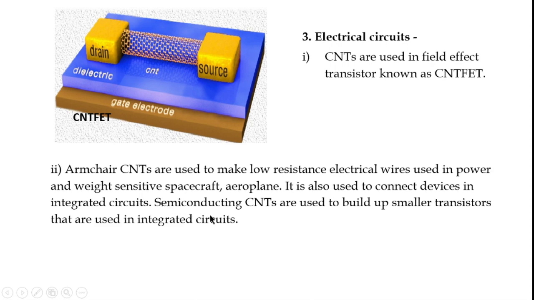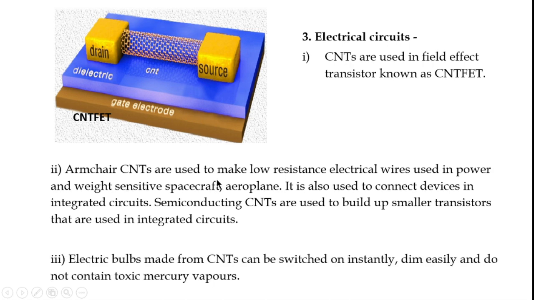Semiconducting carbon nanotubes are used to build smaller transistors that can be used in integrated circuits. Electrical bulbs made up of carbon nanotubes can be switched on and dimmed easily and instantly, plus they do not contain toxic mercury vapors.